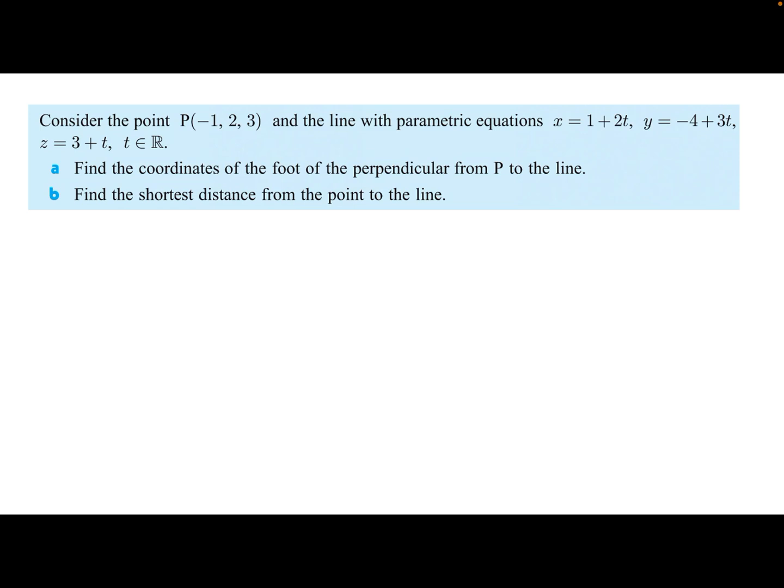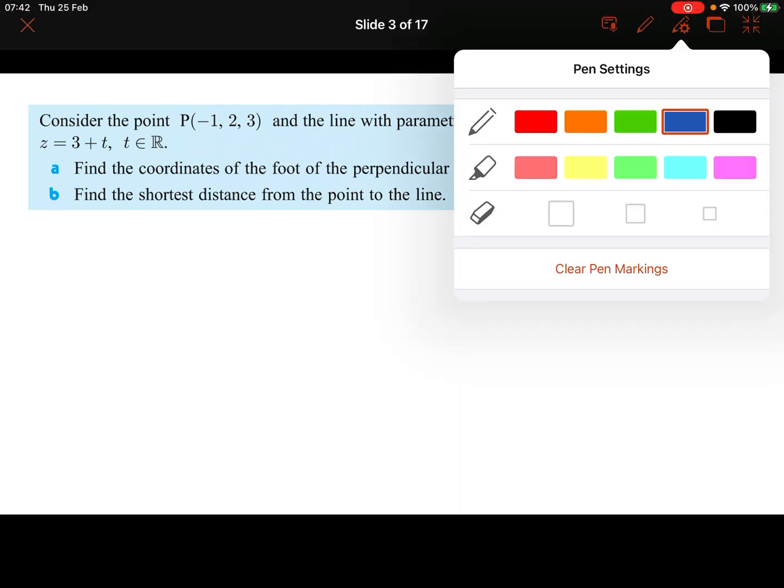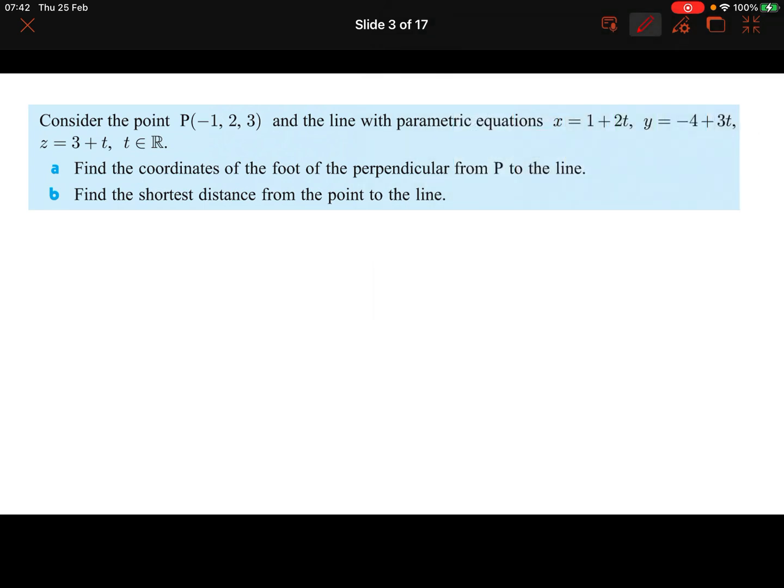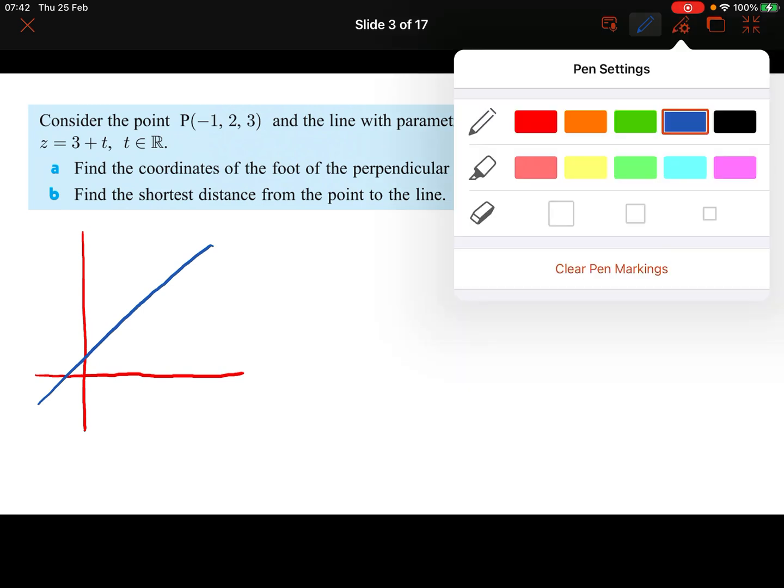Now, remember what I said, whenever you're doing a vectors question, you need an effective diagram. It doesn't need to be a good diagram, it needs to be effective. So here is a coordinate axis that we can sort of pretend is three-dimensional. As I said, we don't need to draw it three-dimensionally. What we've got is a line, so let's just draw a line, and a point P.